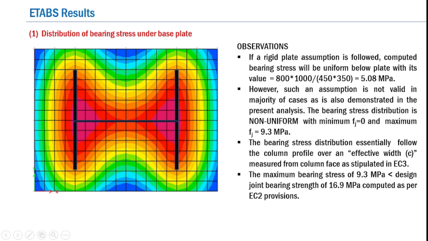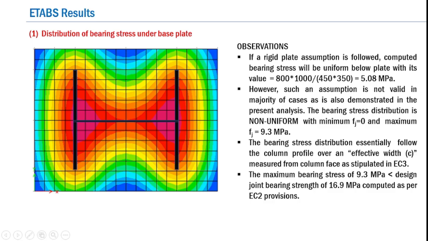So as you can see, there are many regions marked in blue over here, over which the contact stress or the bearing stress is equal to 0, and a maximum value of even going up to 9.3 MPa. And as you can see, this maximum value is observed near the junction of the column web and the column flange, as marked over these two regions. And what does this indicate? It indicates that the bearing stress as we compute from the rigid plate assumption is lower, that is 5, whereas ETABS has provided a very large one. The actual one is almost, I think, 2 times the 5, that is 9.3 MPa.